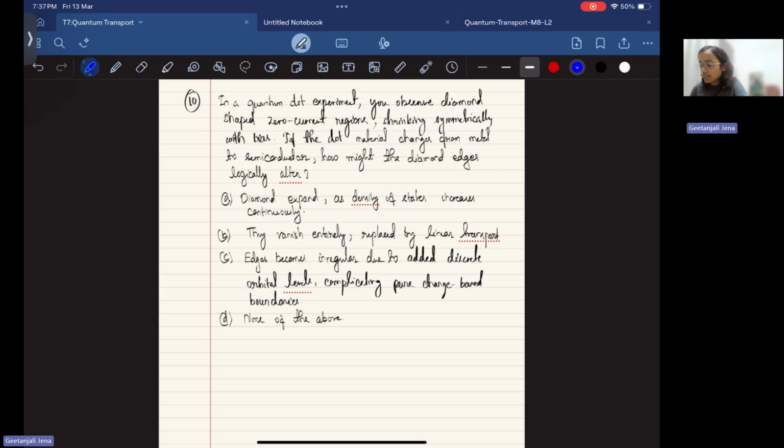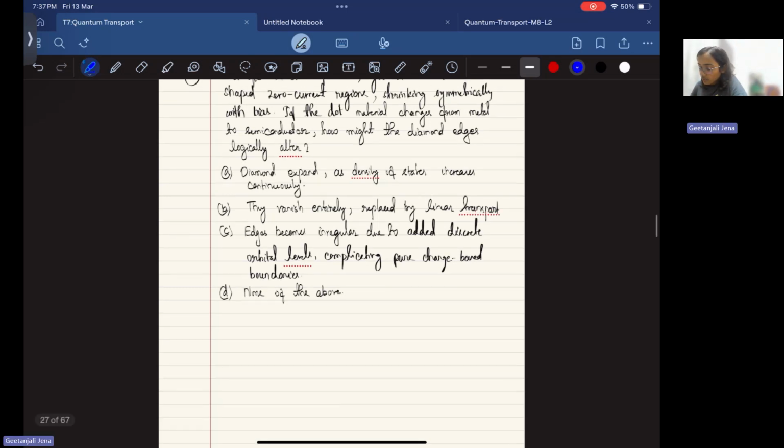Option A, diamonds expand as the density of states increases continuously. Option B, they vanish entirely, replaced by linear transport. Option C, edges become irregular due to added discrete orbital levels, complicating pure charge-based boundaries. Option D, none of the above.